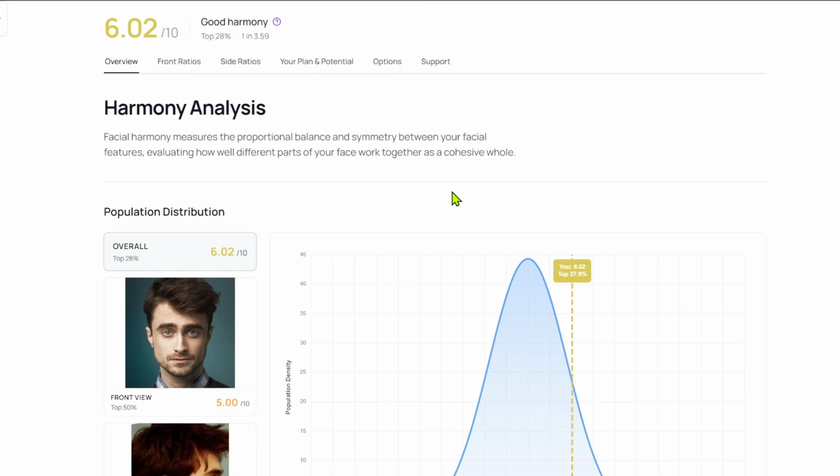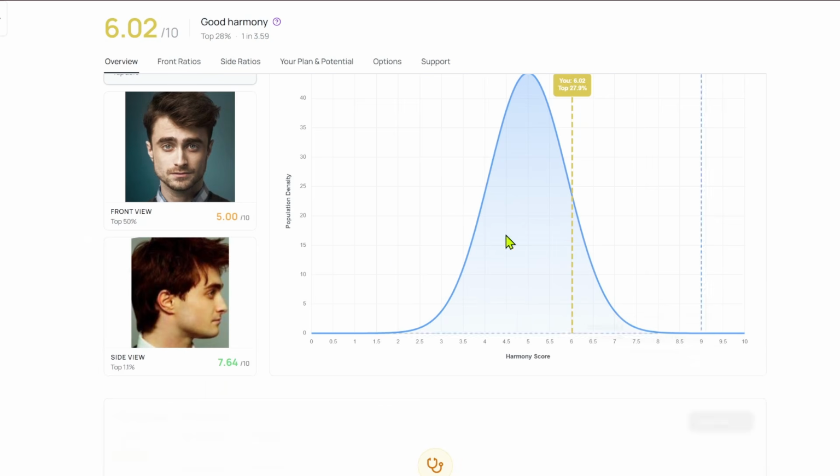All right, Daniel Radcliffe gets a 6.02 out of 10. He has good harmony. It's about the top 28%, and it's about 1 in 3.59 people. So here's the interesting part. His side gets a 7.64 out of 10. It's the top 1.1%. With this visual landmark, we can see 5.0 is the median, 50% of people. His front view gets a top 50% at 5 out of 10. Obviously, his side technically mogs his front profile, but overall, this is definitely an above average face, and it's pretty good harmony.